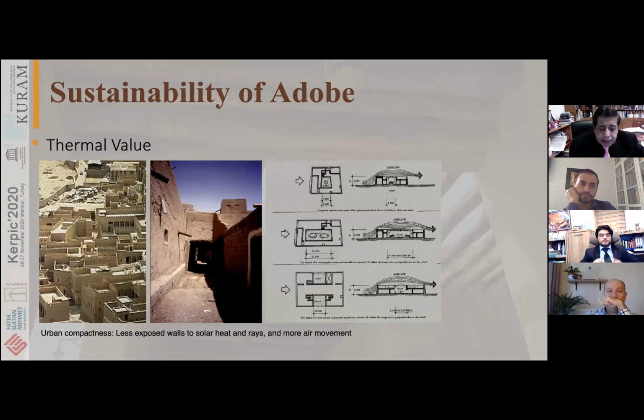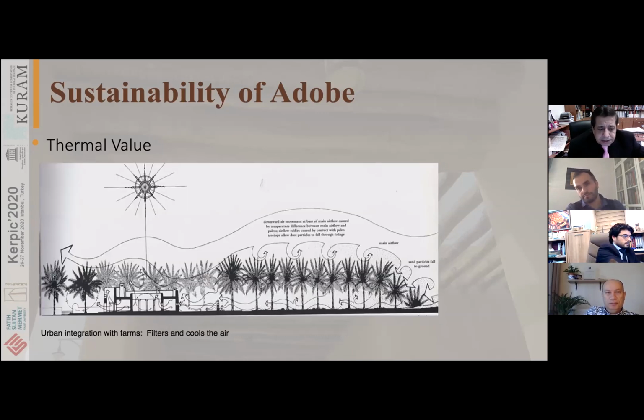This urban compactness is less exposed to solar heat and rays and has more air movement, both in the architectural scale and the urban scale, because of the narrow alleys and streets in different directions, and in the architectural scale because of the courtyard. So there are two patterns of air movement and aerodynamics in the adobe settlements of Najd. And when the winds pass, when the settlement's urban form is integrated with the farms, this even provides more coolness and more freshness to the outdoor air.